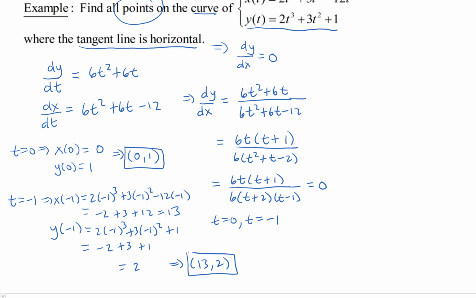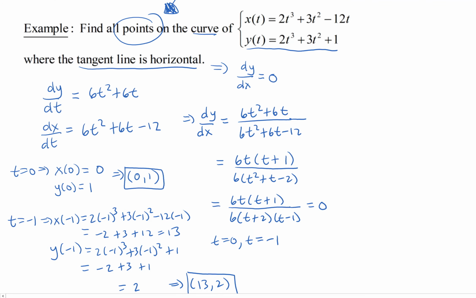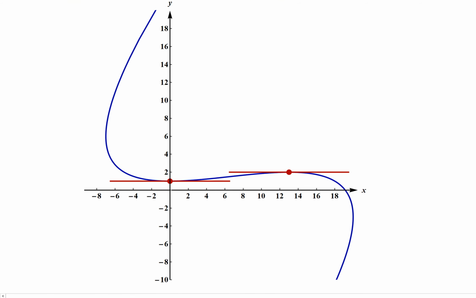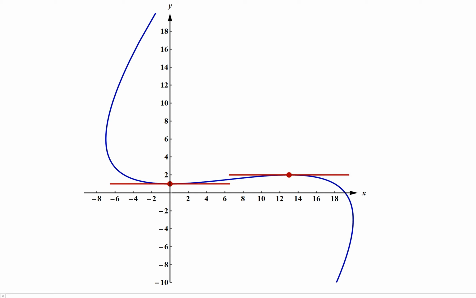So there are these two ordered pairs on the graph of this parametrically defined curve that we see above, for which the tangent line is horizontal. Let's take a look at the picture here. It's kind of a nice looking graph. That's the parametric curve that we just talked about. And as you can see right there, at (0, 1), the slope is 0. At the ordered pair (13, 2), the slope is 0, and hence we have tangent lines that are horizontal, and that was exactly what we were asked to find.